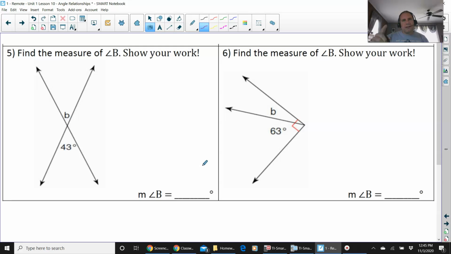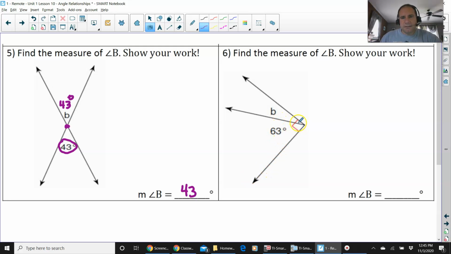Go ahead, try numbers 5 and 6. Press pause now. Okay, so we have a pair of vertical angles here. They meet at a vertex. This is 43 degrees, and so is B. 43.